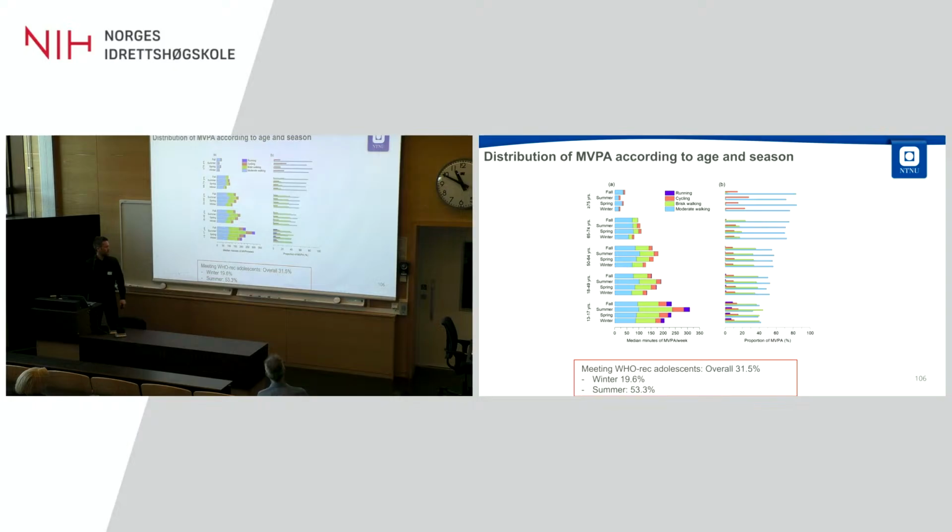We also looked at meeting the WHO recommendations. Here's an example from the adolescents, where it was most pronounced. Overall, 31.5% of adolescents met the minimum recommendations. But during winter it was only 19.6%, and in summer, 53%. So taking season into account when we're looking at whether they fulfill the recommendations, I think that's very important, at least in a country like Norway.